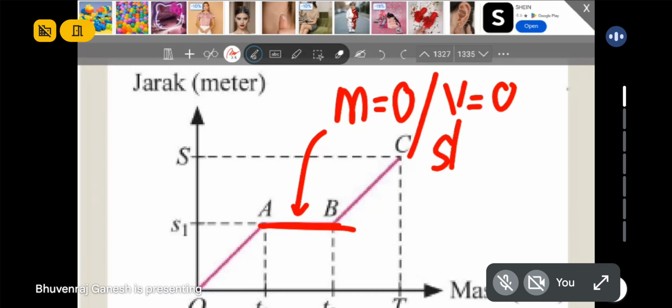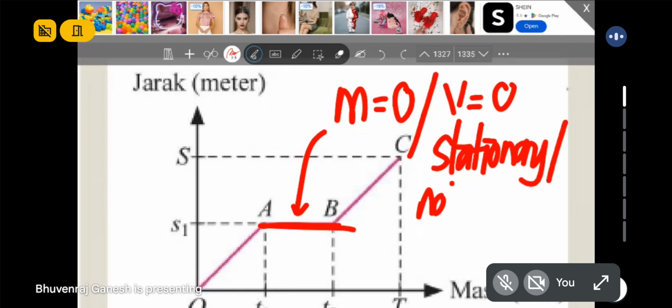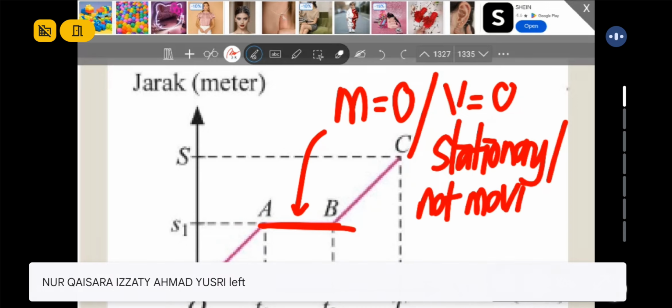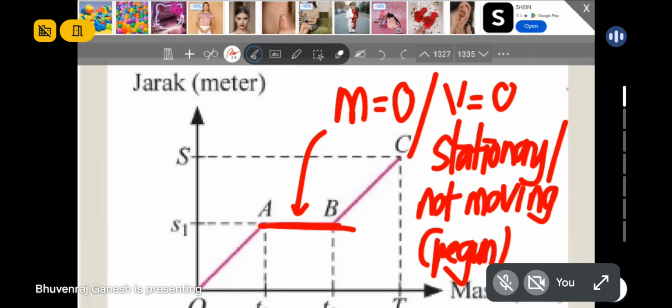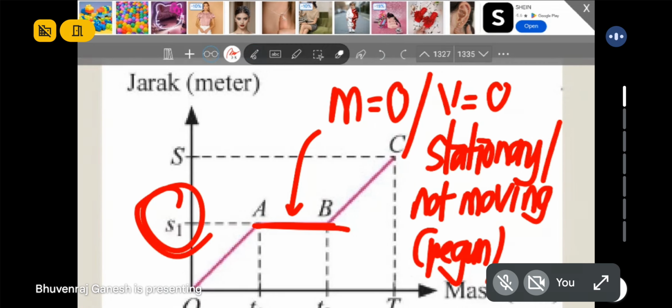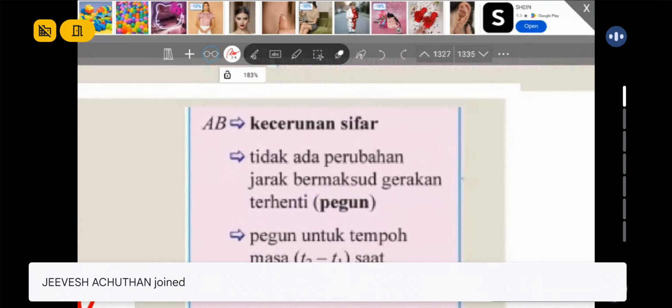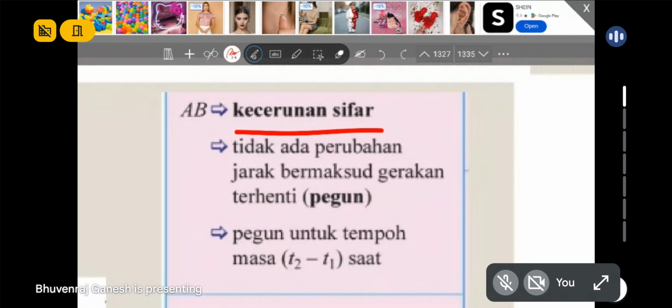So, stationary lah, guys. Your object is stationary, or you can say not moving. Stationary or not moving. Dalam BM, pegun. So ini maksud dia kalau garisan dia adalah mengufuk. Horizontal line means stationary, because you're not moving any distance. Your distance is still the same. So for AB, you can say 0 gradient and then your movement has stopped. Means pegun and is stationary.